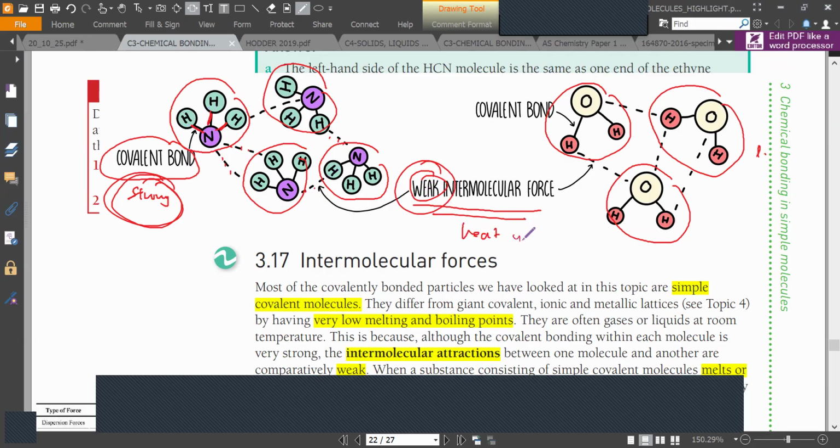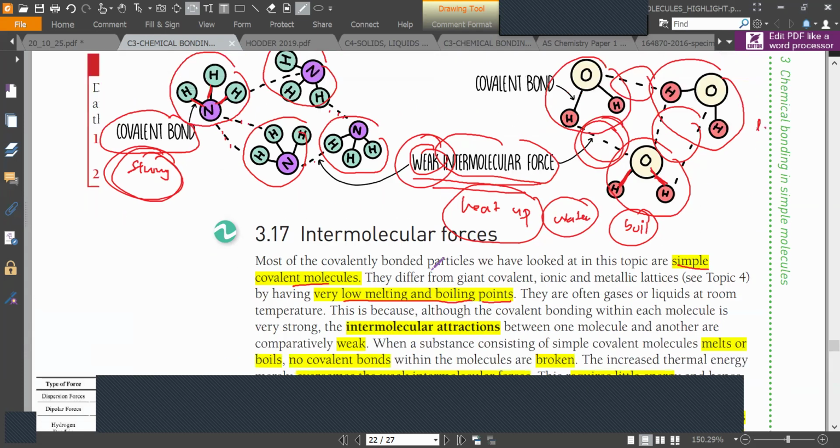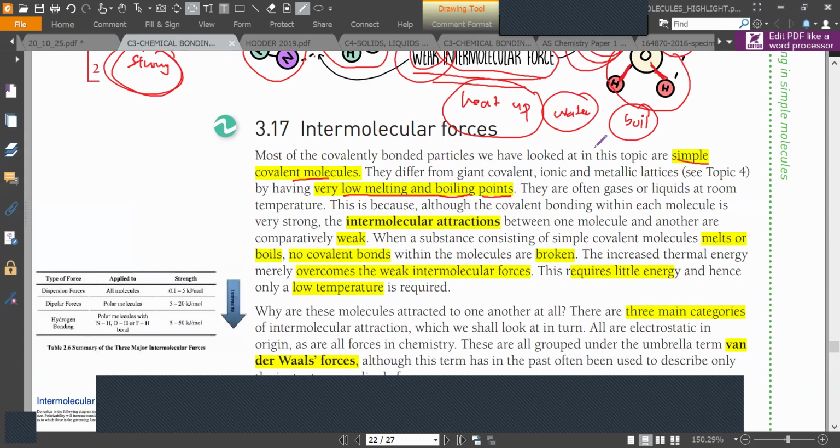When we heat up these covalent molecules, let's say we heat up water, we are not breaking the covalent bond. We are breaking the intermolecular forces. When water is boiling, we are not breaking the covalent bond, we are breaking the intermolecular forces. Because these intermolecular forces are weak, simple covalent molecules normally have low melting and boiling points. We just need a little bit of energy to break this bond, so they have low melting and boiling points.